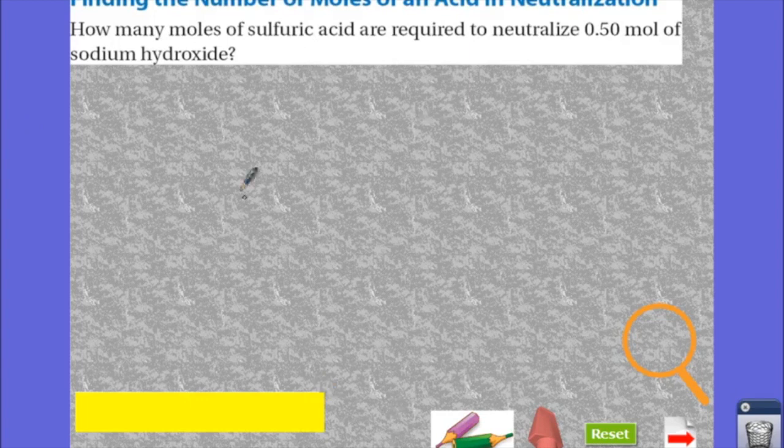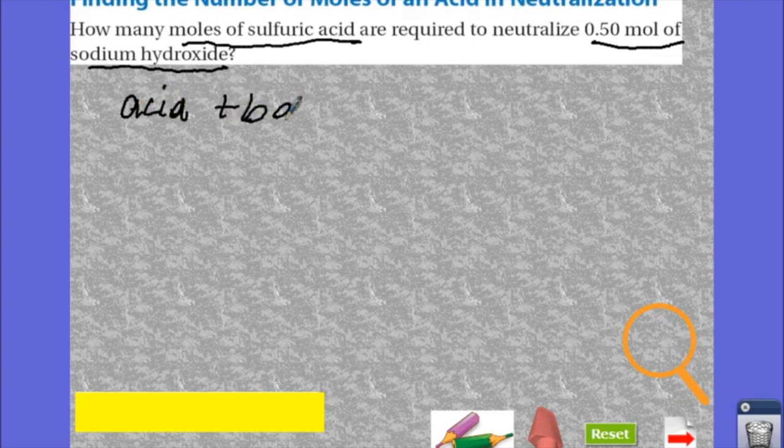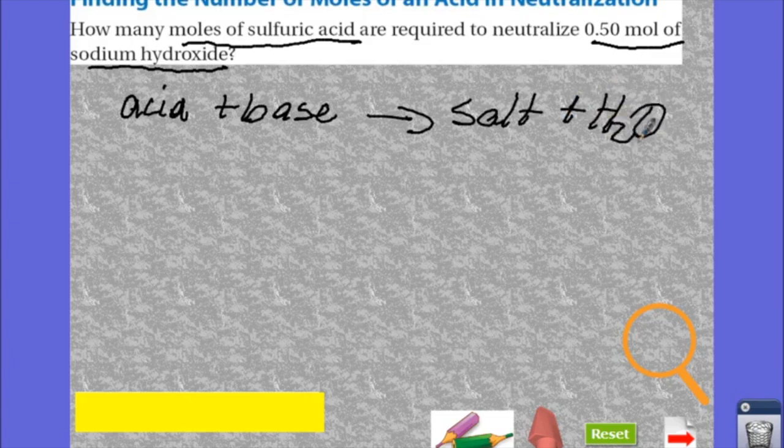It says how many moles of sulfuric acid are required to neutralize 0.50 moles of sodium hydroxide. They ask me for moles of sulfuric acid. This is a neutralization. Neutralization means you have an acid plus a base yield a salt plus water.